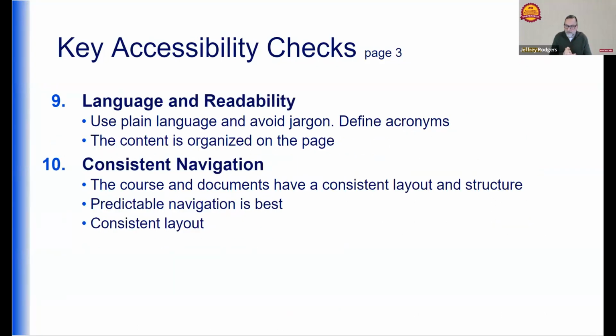Go ahead, next slide or next page, please. So the last two then are language and readability. Making sure that there's plain language, avoiding jargon, or at least describing it if you have any kind of acronym, making sure the content's organized on the page. And then there's also number 10, consistent navigation, making sure that the course and all your documents have the ability to be consistent throughout. Being predictable in its navigation, that's really good.